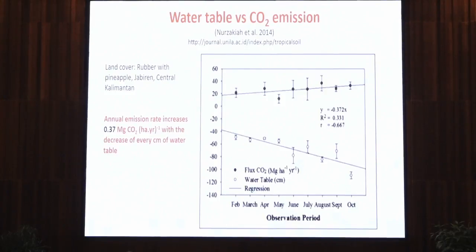At the same site, our colleague conducted an experiment looking at the relationship of water table and CO2 emission. She found that for every additional 1 centimeter depth of the water table, there is an increase of about 0.37 tons of CO2 per hectare per year. This is a much lower estimate compared to the previous Hooijer estimate.